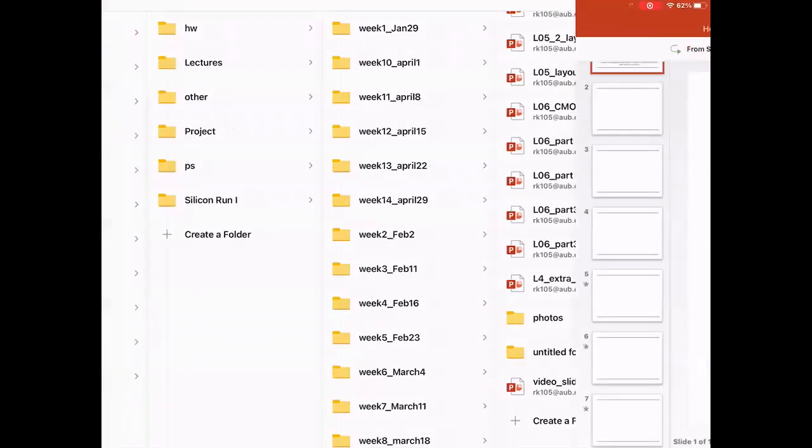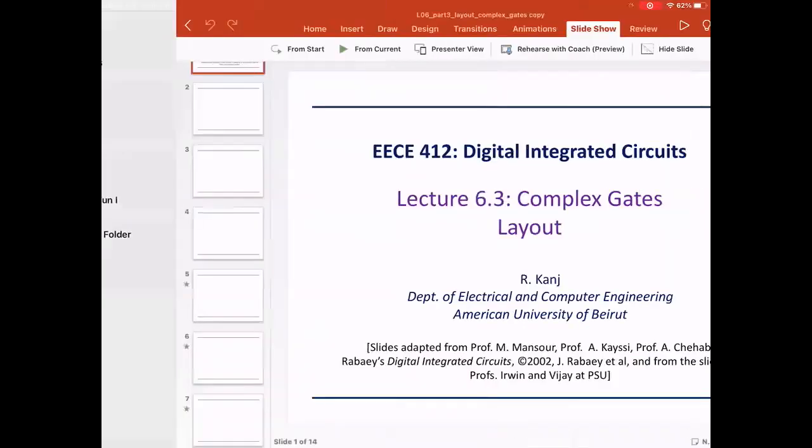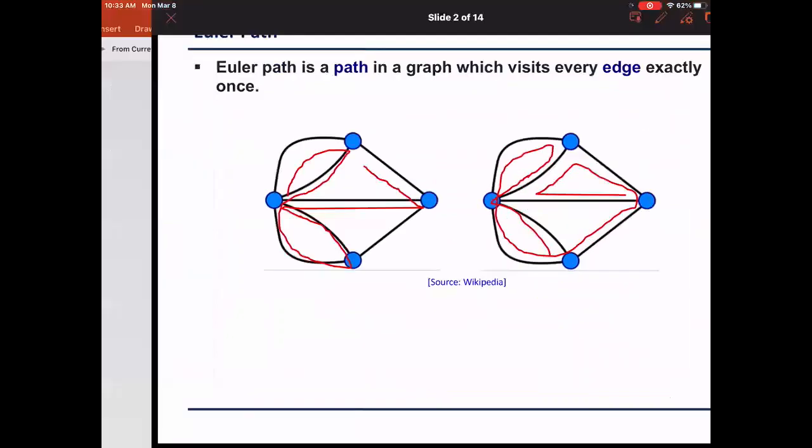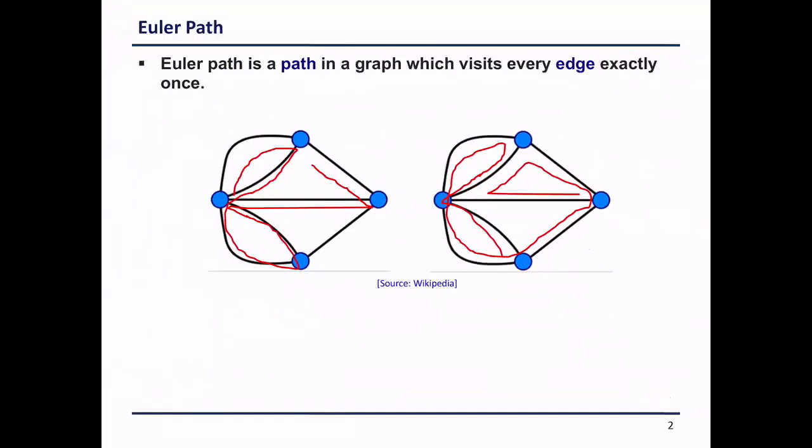complex gates. Okay, so here we're going to take examples and we're going to explain what Euler path means in geometry. So if we go search Wikipedia for Euler path, it says it's a path in a graph which visits every edge exactly once, and it will give me this graph, and it will ask me to find the Euler path.